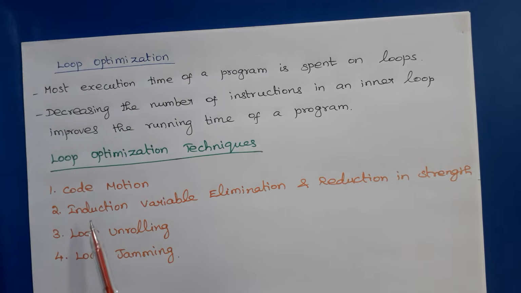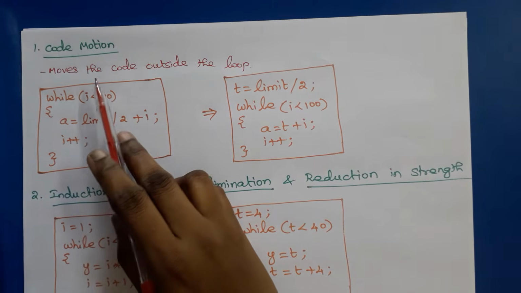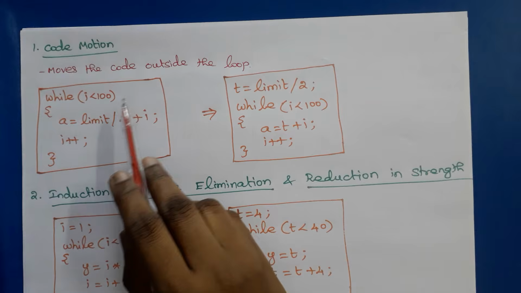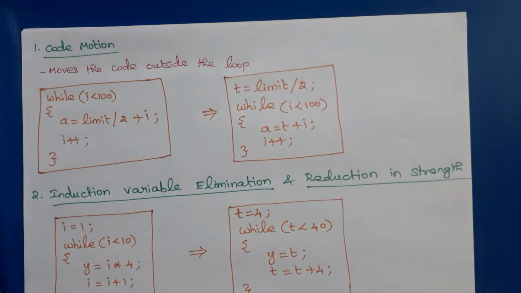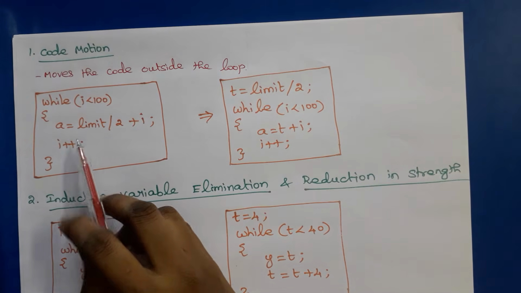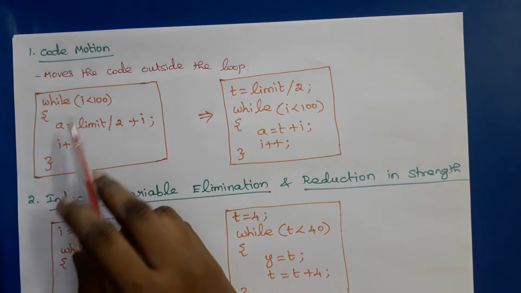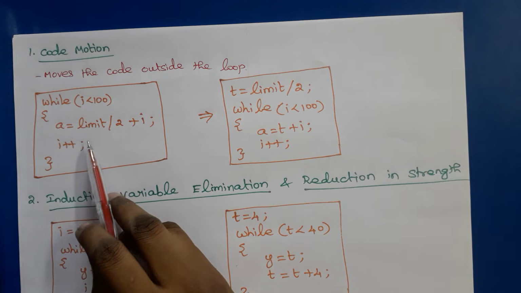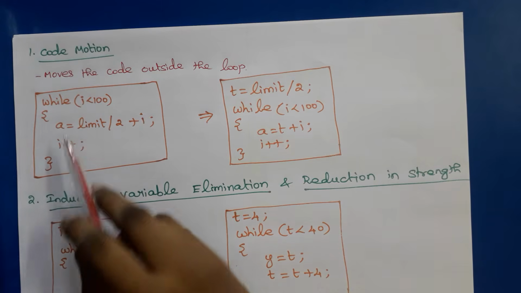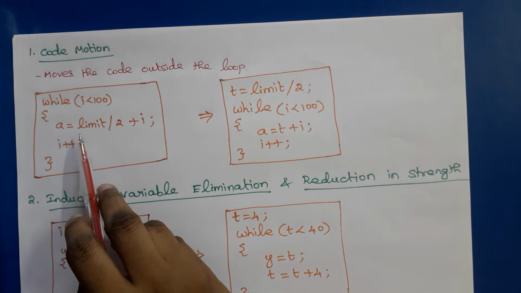jamming. We have already discussed code motion, induction variable elimination, and reduction in strength in the principal sources of optimization also. So the first one is code motion. It moves the code outside the loop. If an expression gives the same result independent of the number of times the loop is executed, then that expression can be placed outside the loop. This is called code motion or code movement.